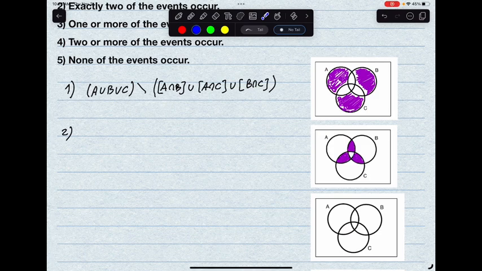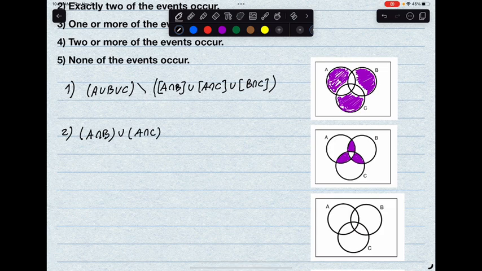So it's going to be A intersection B, union A intersection C, union B intersection C, and when we find the union of intersections, what we have so far is this part including this middle part, and we remove this part from this union, so it's minus A intersection B intersection C.